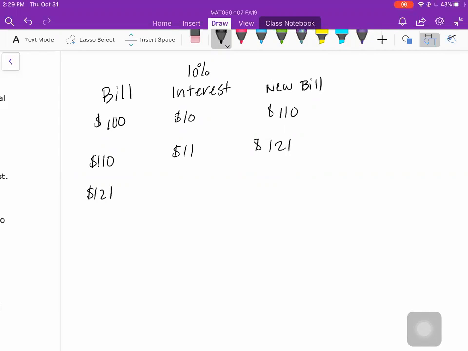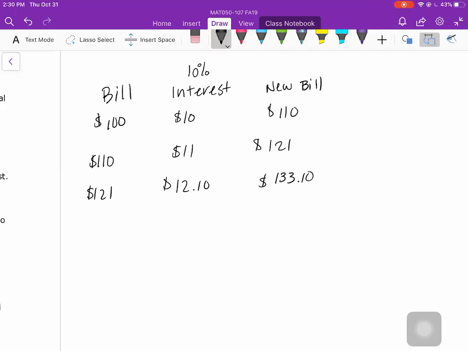Let's say I go another month without paying my credit card bill. Not 13. No, yeah, 12. Sorry, we're at 11. 12, 10. I'm finding 10% of that bill. So what's my new bill? 132.10. Oh, sorry, thank you. 133.10.